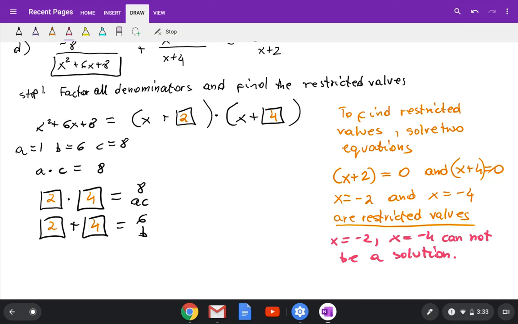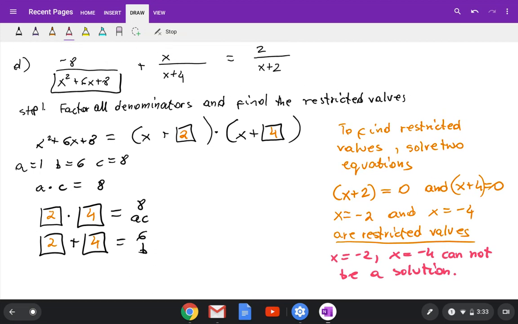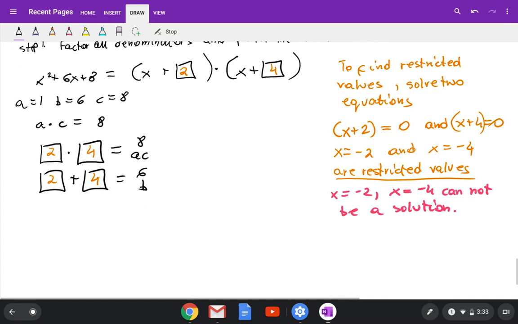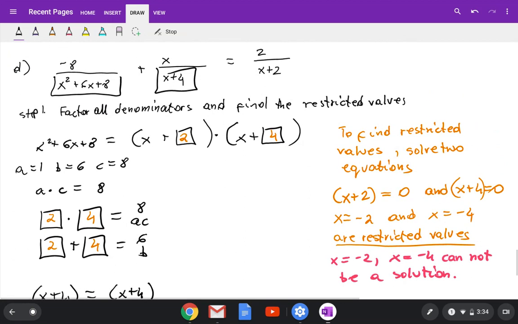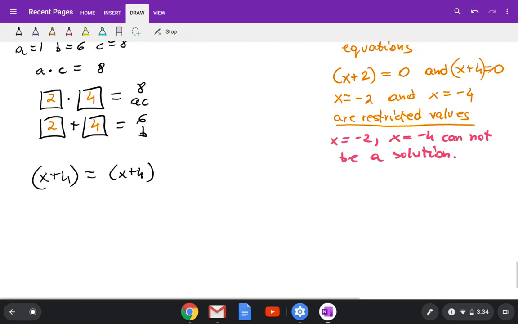So we factored the first denominator. Then you have x plus 4. Okay, that's the second denominator. X plus 4 is just x plus 4. Okay, there's nothing which you can factor. And the last denominator is x plus 2, so there's nothing to factor. X plus 2 is prime, which means you just go. Okay, that was step 1.